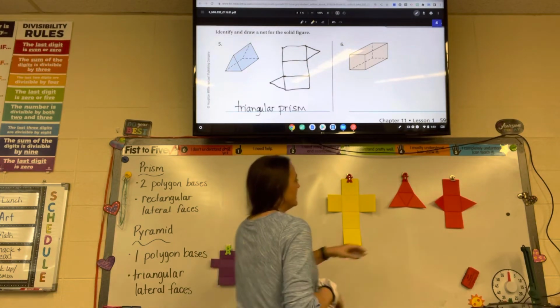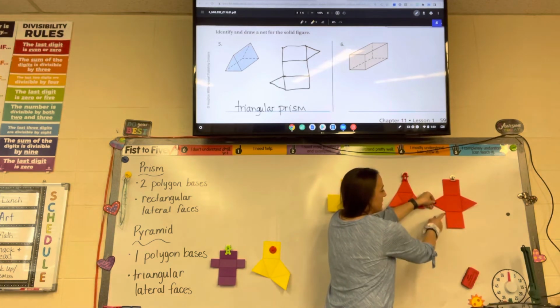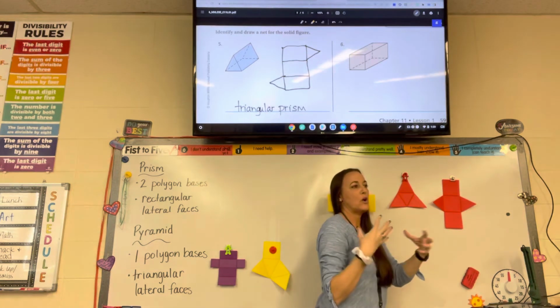You could, yep, this one has them in the middle. So here's the thing, guys, this could be connected right here, or this one could be connected right here, and it would all fold up the same.